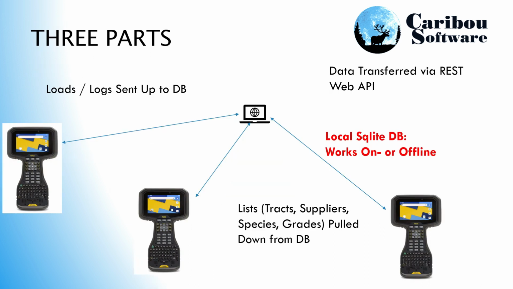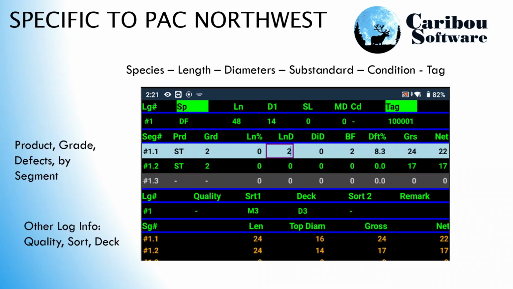Our software consists of three main parts. The first part is an office system where you manage your codes and lists, such as those for species, grades, and contracts. These lists are then sent down to the handhelds and are used by the scalers to do all of their log scaling. Once the scalers are complete with their logs and loads, that data is then sent back up to the office data system through the internet and can be used for doing all of your data analysis and reporting.